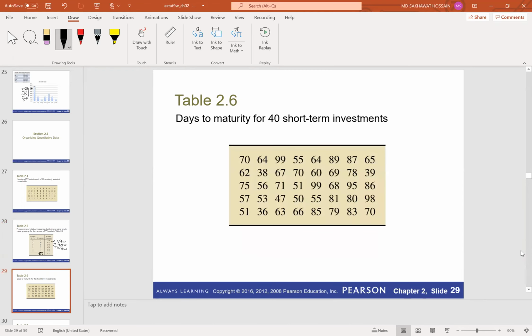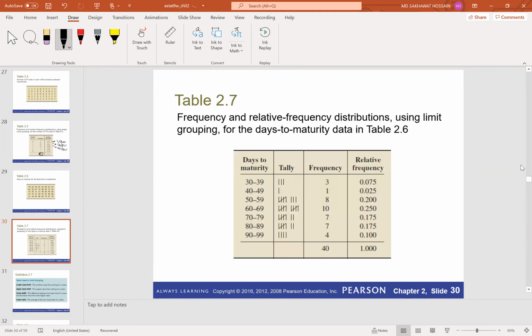So this is another example, days to maturity for 40 short-term investments. We collected data for 40 short-term investments, and here the variable is days to maturity. That means the number of days is the variable here, and the number of days varies from investment to investment. So here we have 40 responses, and we have distinct values.